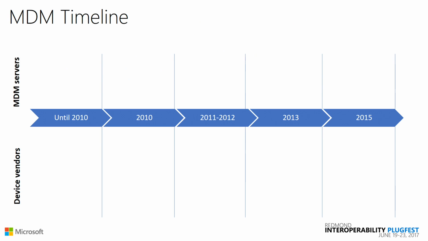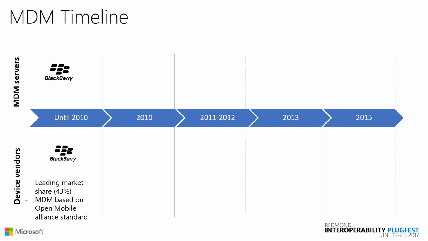And if we look at how MDM came about, it really started back in the day, up until 2010, BlackBerry essentially was king in this space, right? So they had this MDM server, BlackBerry server, that used to push down MDM policies onto effectively just BlackBerry devices, right? So they owned the server and the client components of this, and they had like a 43% market share. It was really just BlackBerry.